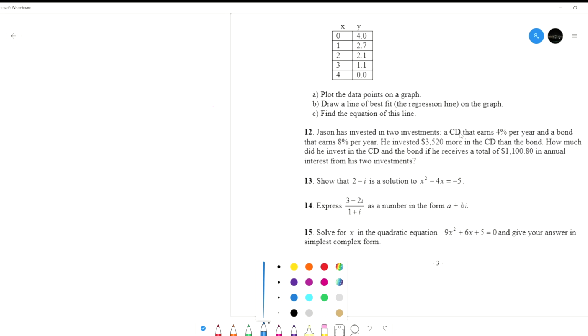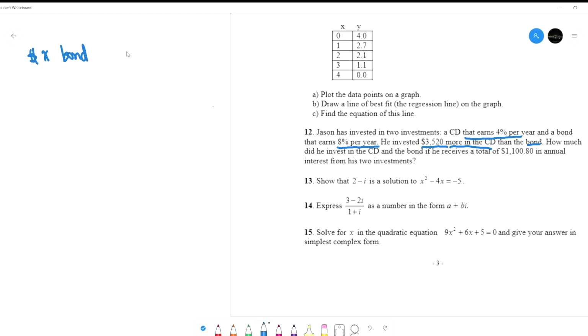Okay, so we have 2 investments. The first is a CD that earns 4%, and the other is a bond that earns 8% per year. So they're only investing this in 1 year, correct? And he invested $3,520 more in the CD than in the bond. So let's say in the bond he put X dollars in the bond, right? That means how much did he put in the CD? X plus $3,520 in the CD. Okay?